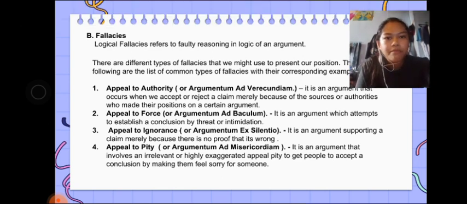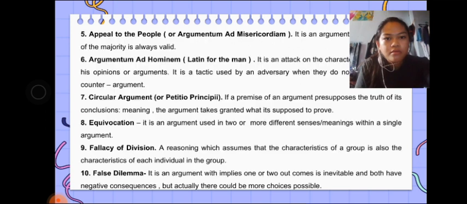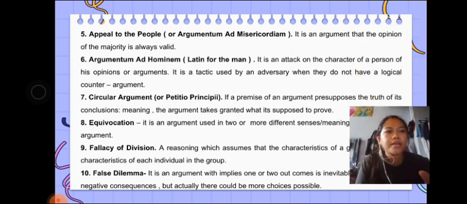Number 5, appeal to the people or argumentum ad populum. It is an argument that the opinion of the majority is always valid. So, example number 1: most Filipinos like soda, therefore soda is good. Example number 2: everyone I know is voting for Juan de la Cruz, so he's probably the best choice for mayor.